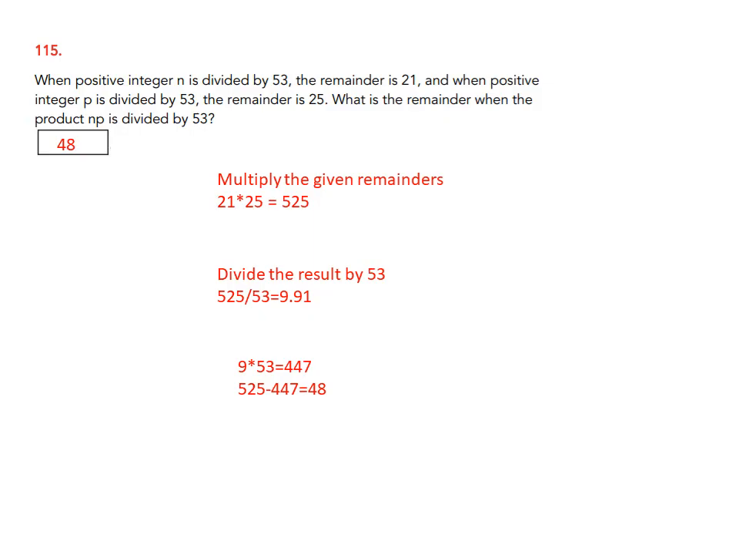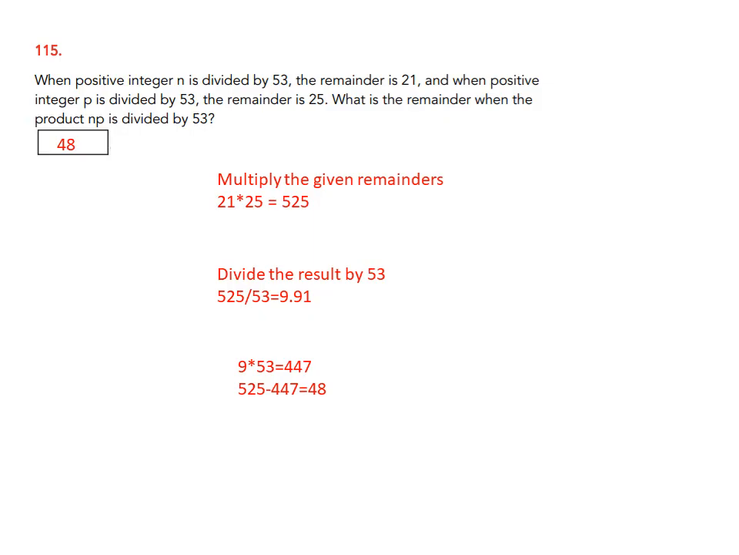Now if the question asked for the remainder when the summation of n and p is divided by 53, you would need to add 21 and 25 and then divide it by 53 and then do the calculation to find the remainder. In such a way, you can do the same thing for subtraction as well.